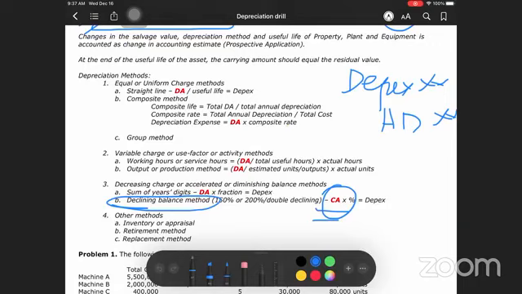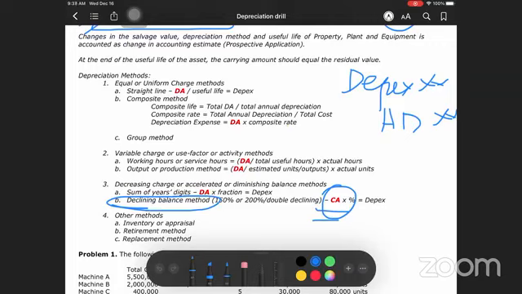That's basic accounting. Okay, the second method under the equal or uniform charge method is the composite method. So what is the concept of the composite method? What if you have several assets that are similar, like equipment 1, equipment 2, equipment 3, machine 1, machine 2, machine 3. We could use the composite method, or group method, which is the same. So here, we compute the depreciation as a whole, not per asset.